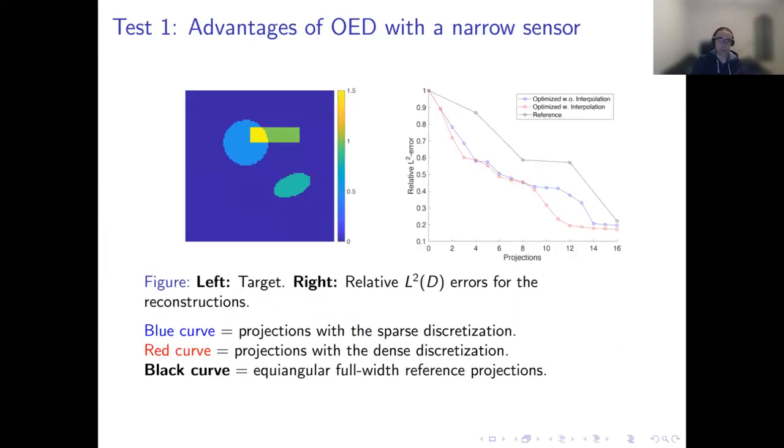Okay, and so then you continue to acquire the next data. So let me just finish by showing some pictures of how this works. Here the idea is that by choosing a very narrow sensor, you expose less radiation. So we maybe want to compare this method to, for example, having a full width sensor and equiangular imaging. We can show that even with a very sparse discretization of the problem, this narrow sensor strategy leads to better relative L2 errors for different simple phantoms.